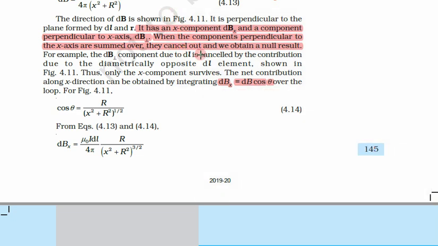Now let us see what is the value of cos theta. Cos theta is simply r over the square root of x squared plus r squared, that is r divided by (x squared plus r squared) to the power half. Let us see how this term cos theta has come.